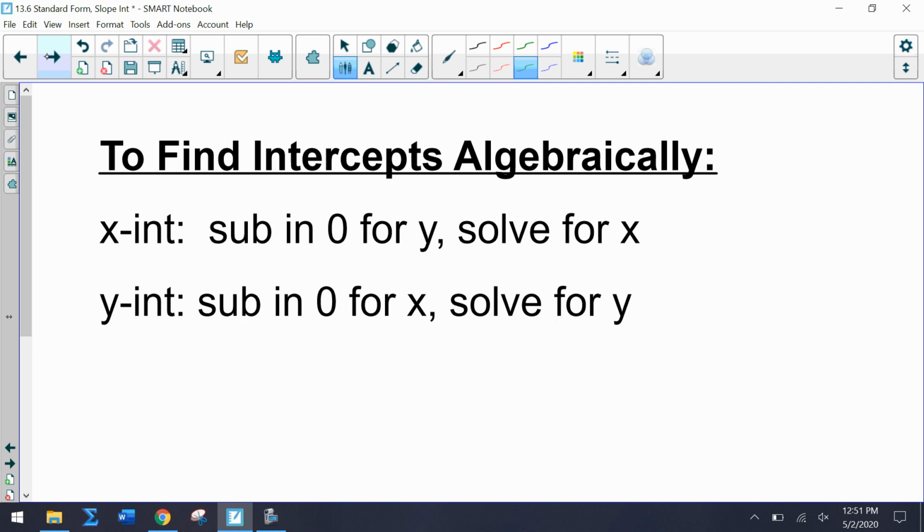To find them, we want to substitute 0 in for y and then solve for x. And then for your y-intercept, substitute 0 in for x and solve for y. So I would write this down.